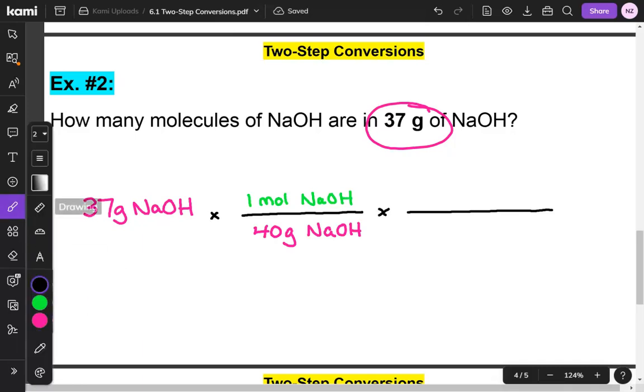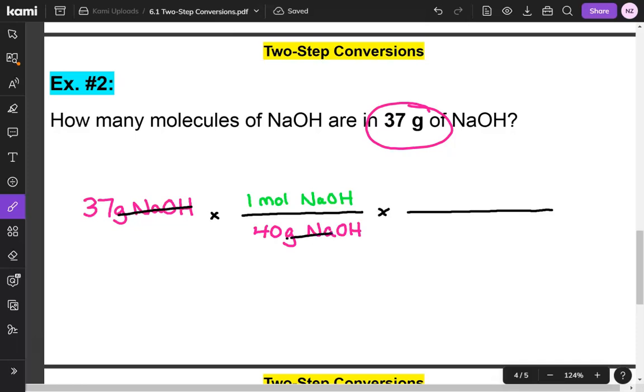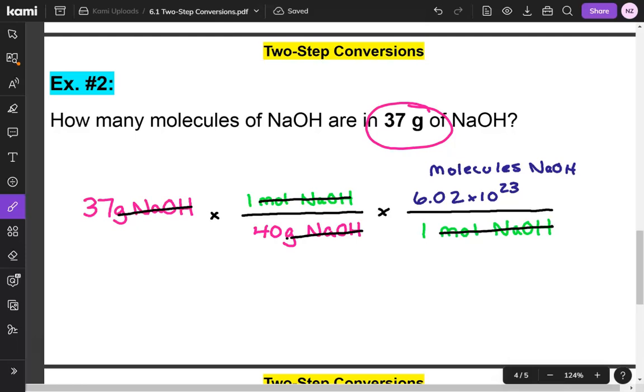All right, so let's cancel out our units. So my grams are going to cancel. And now I'm left with units of moles. So now that I'm in moles, we're going to convert to molecules. So for every 1 mole of NaOH, I have 6.02 times 10 to the 23rd molecules of NaOH. And let's cancel out our units. All right. There's our setup.